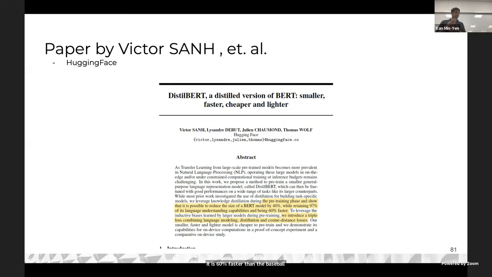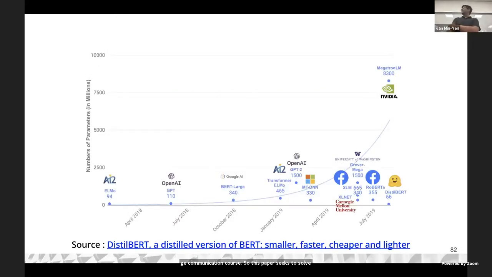With bigger models, it is hard to put them into real world scenarios and real applications, in a lot of cases on edge applications. And it also has a huge computational cost. So this paper seeks to solve that problem by a process called distillation. This is the size of the new models and how they've been progressing pretty fast. This data is only till July 2019. And as you know, the recent models are even bigger in size.